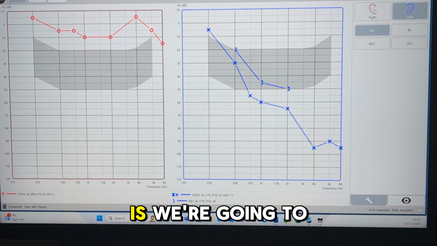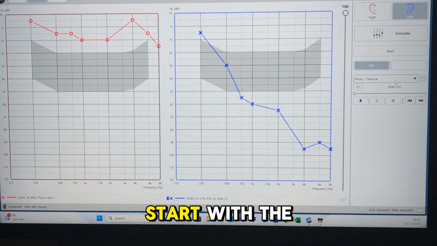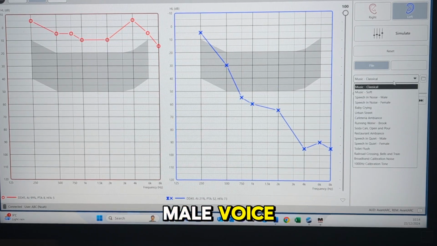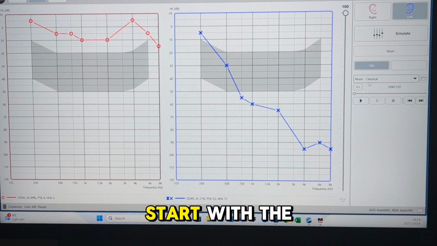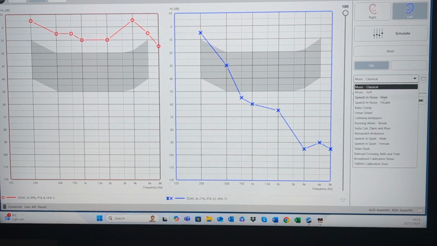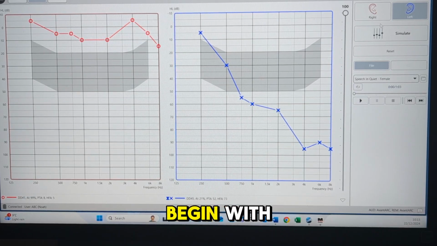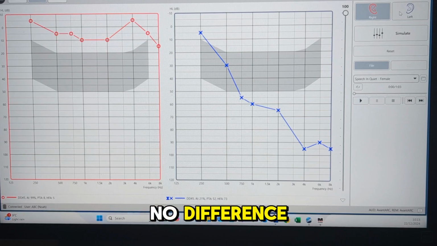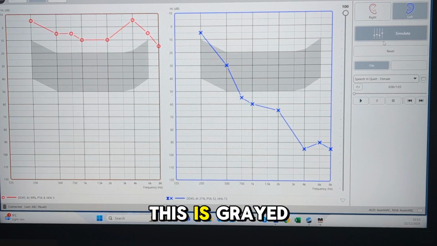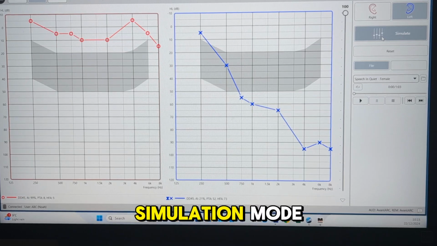So what we're going to do is go through 3 audio files. We're going to start with a female voice, male voice, and then classical music. So we'll start with the female voice first. And just to show the contrast, we'll begin with the right side, which you'll notice no difference. Then I'll flip to the left. When this is grayed out, we will be in the simulation mode.